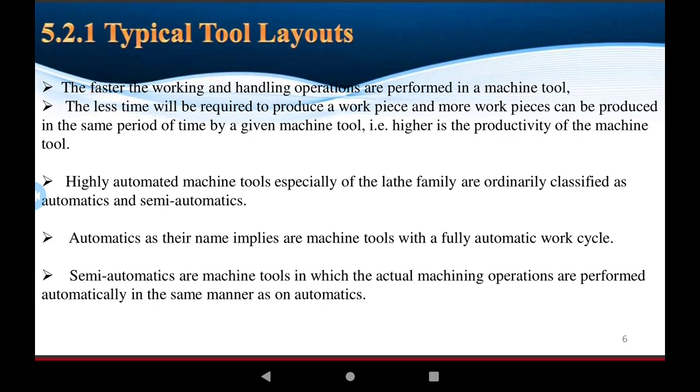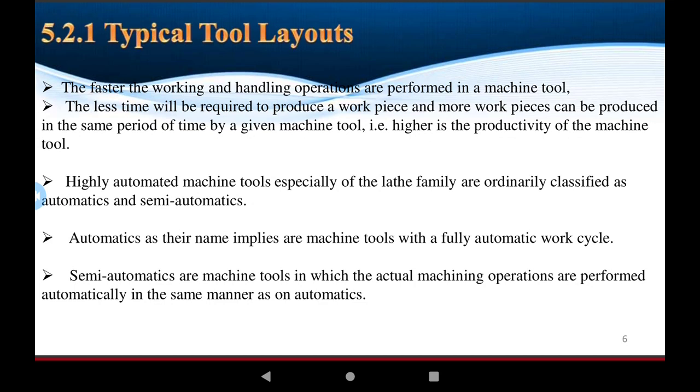These are the lathe machines, the turret lathe machines and the capstan lathe machines, which are used for batch production. Less time is required to produce the work, and the work is performed very fast. More workpieces can be produced in the same period of time by the machine tools.